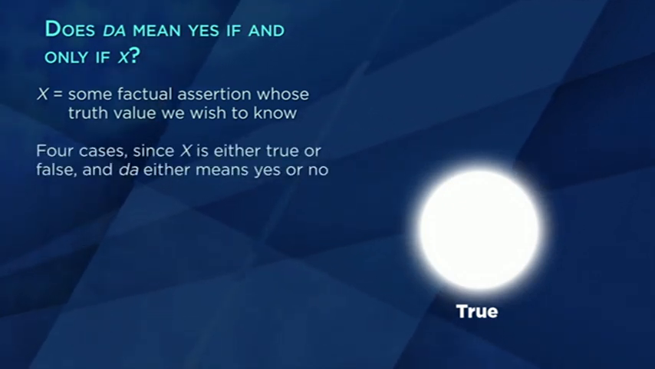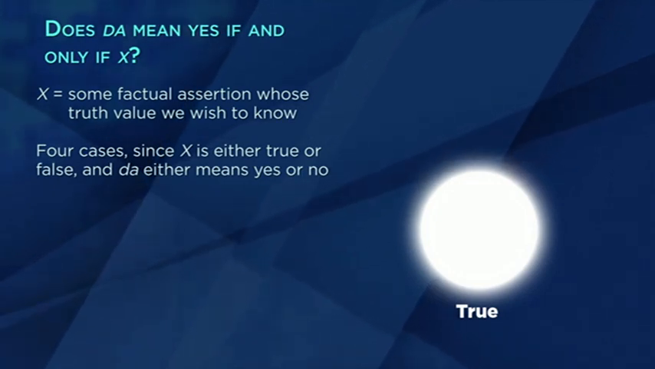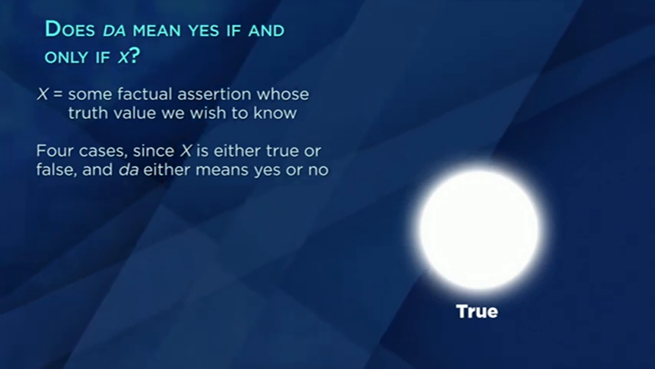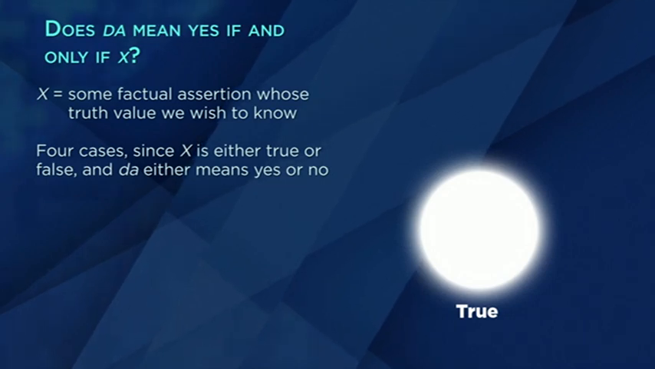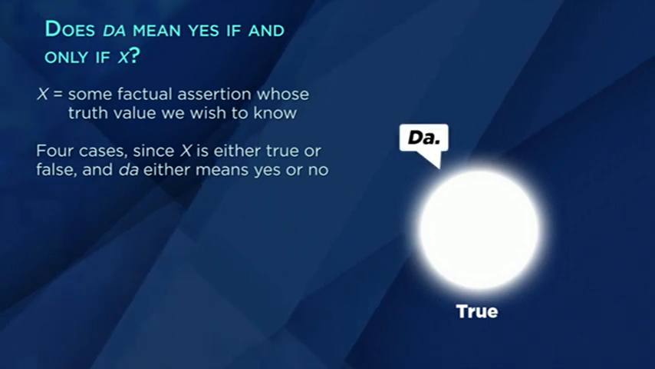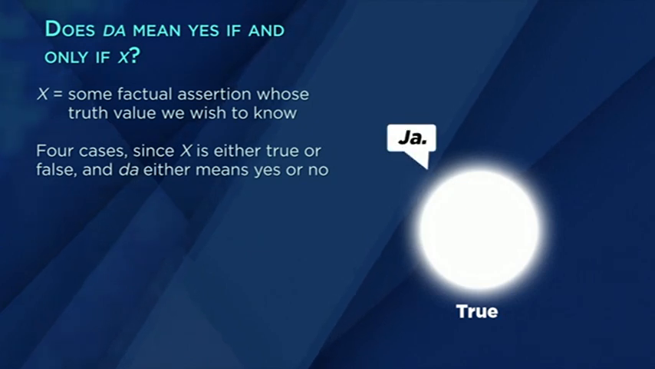Now, you'll need to consider 4 cases to verify this. The statement X is either true or false, and da either means yes or no. The analysis of the cases proceeds in a manner nearly identical to what we've already seen. But let me repeat the main point. When X is true, the True god will answer da regardless of whether da means yes or no, and when X is false, he will answer ja regardless of whether ja means yes or no.